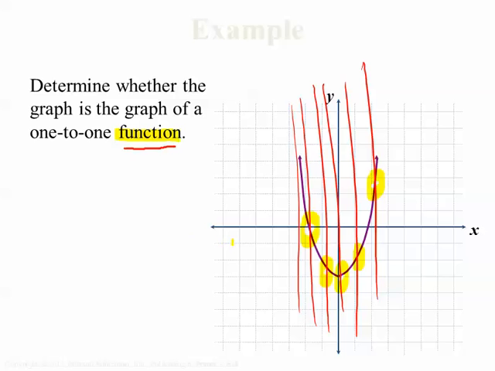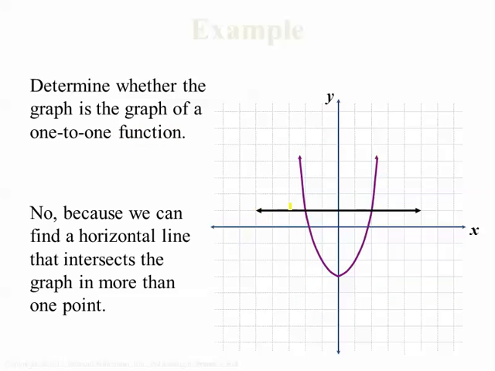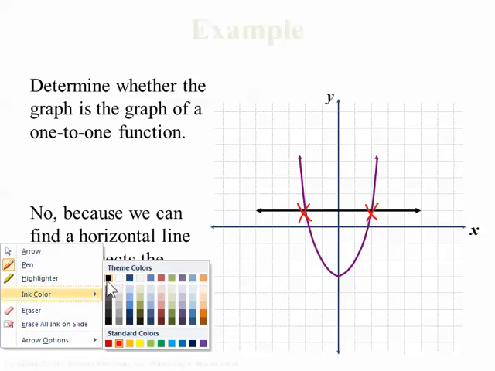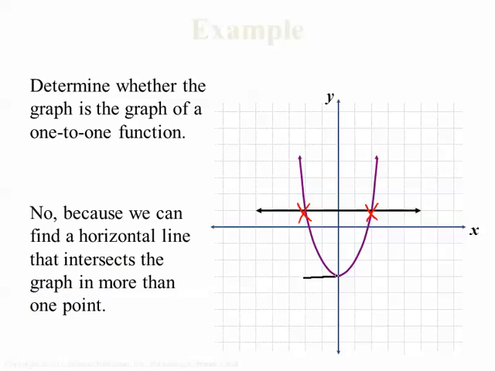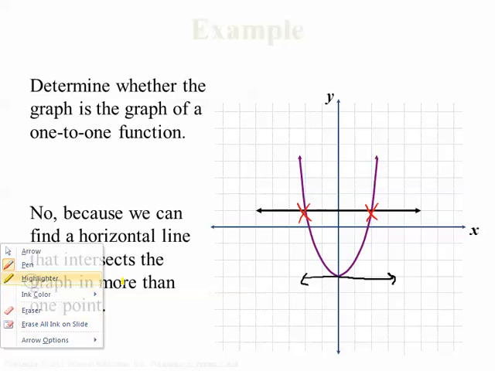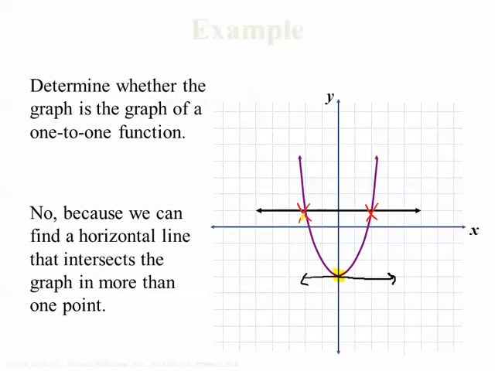Well, imagine that you pass a horizontal line, and Jessica, you were right. No, it won't be a one-to-one function, because if you pass a horizontal line, it fails many, many times. The only place where it doesn't is at the vertex at the bottom. So this line right here is the only one that would have a single touching point. Everywhere else, you're having more than one, so it is not one-to-one.